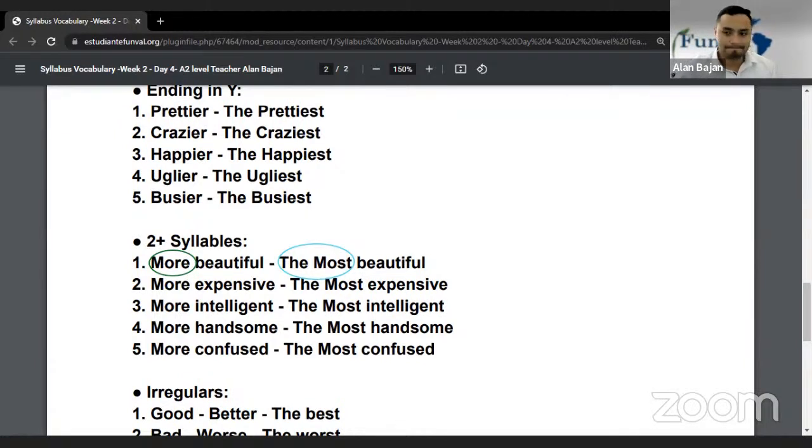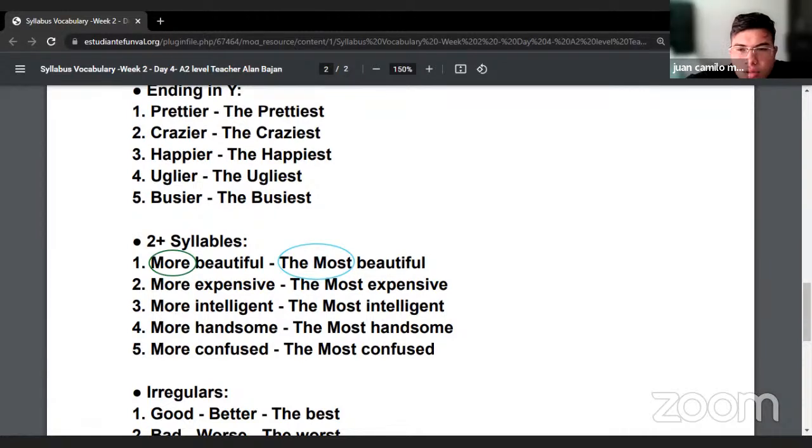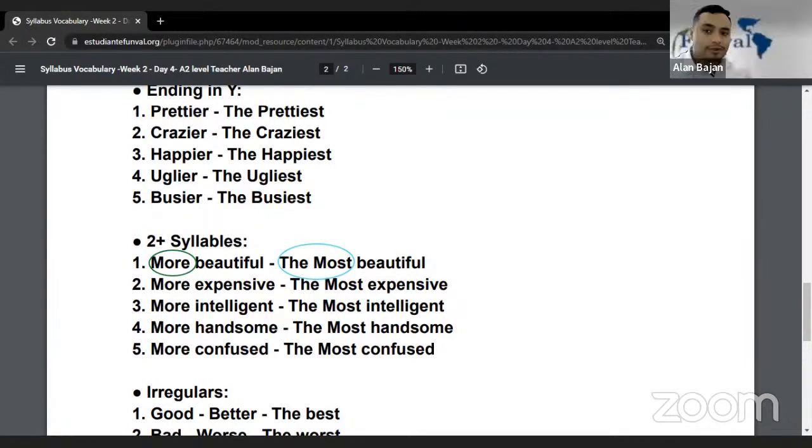Questions? Teacher, what about handsome? Handsome is special because it is irregular. The M counts as a sound, but at the same time you can say handsomer, handsomest.